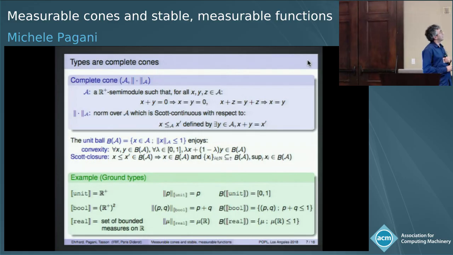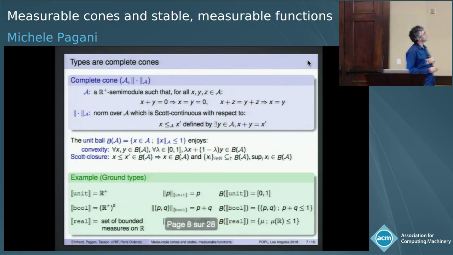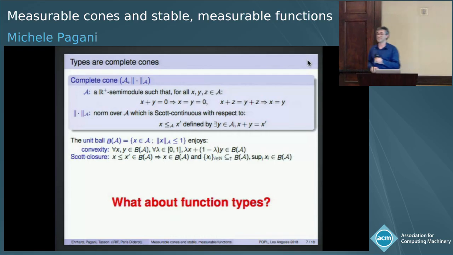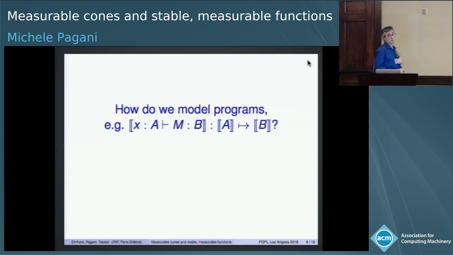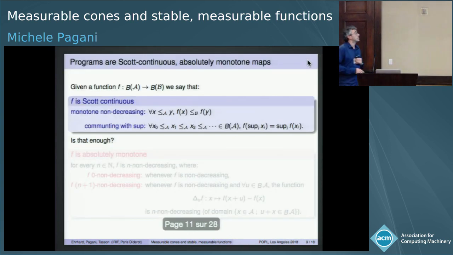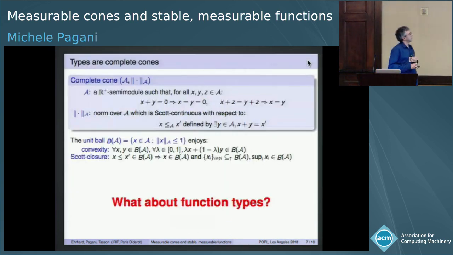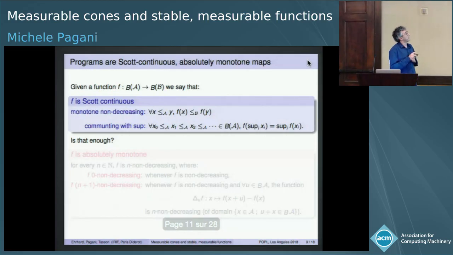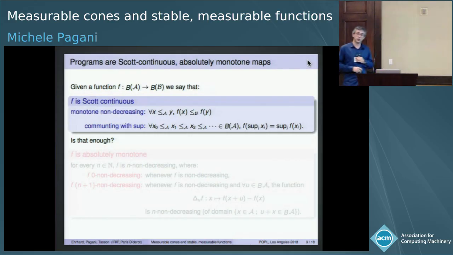Well, so now the situation is what about functional types? And in order to understand how we interpret the functional types, it's better to understand how we interpret programs. So now if I have a program M that takes an input of type A and gives an output of type B, which kind of function over complete cones is it in our model? It is a function f from the unit ball of the input type to the unit ball of the output type. And what are the properties enjoyed by this function?